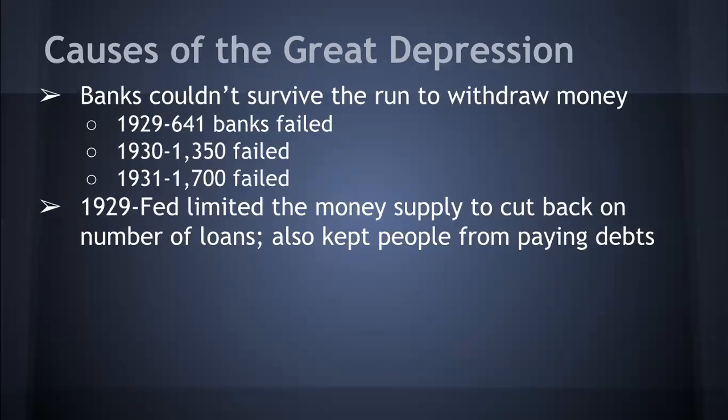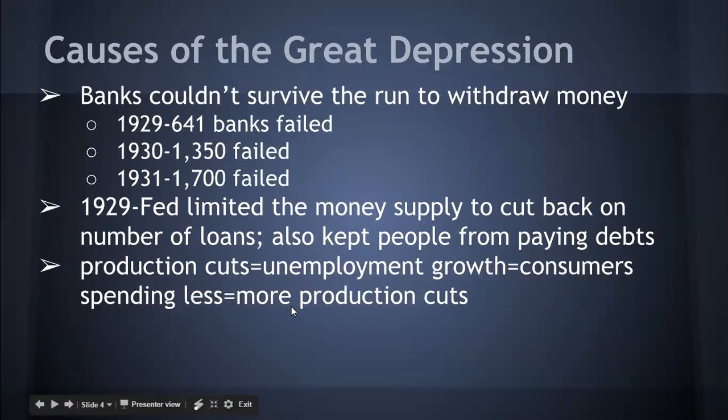In 1929, the Fed limited the money supply to cut back on the number of loans, but this also kept people from paying their debts. So the Federal Reserve, we mentioned, was created in the 19-teens to basically control the money supply, the interest rate on loans coming from banks, things like that. And again, you kind of see the culmination of all of these things, kind of the perfect storm, if you will, to create what will become the Great Depression.